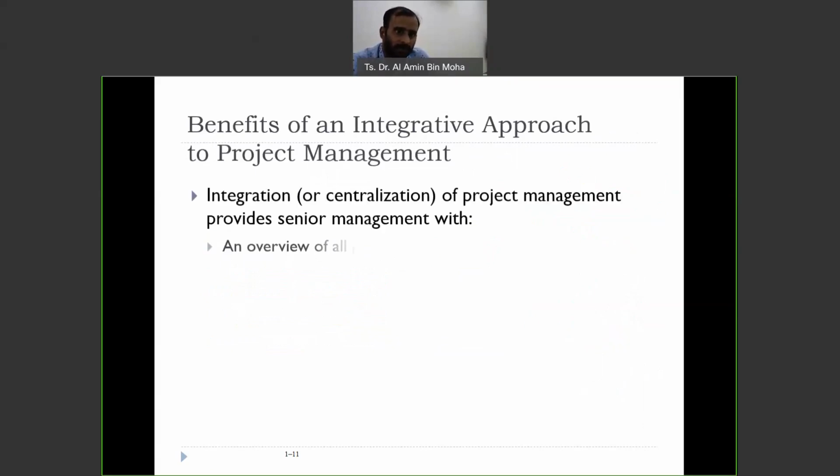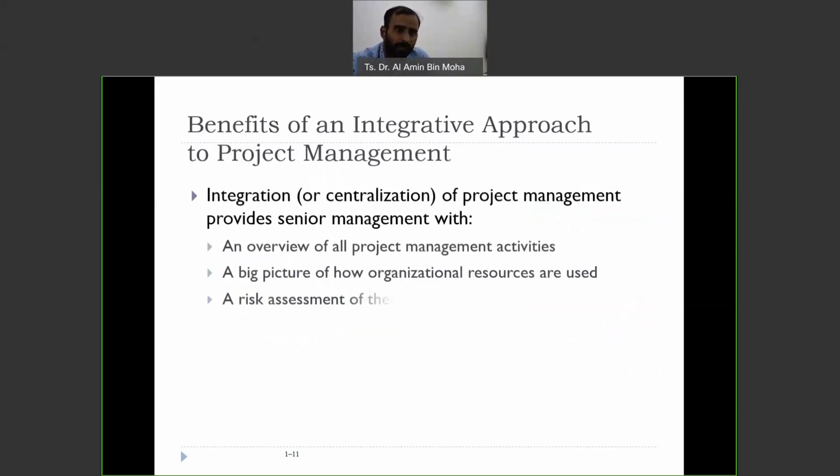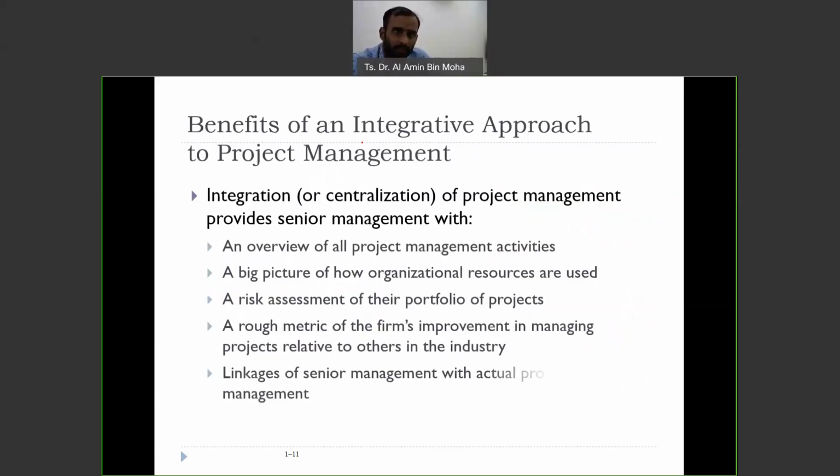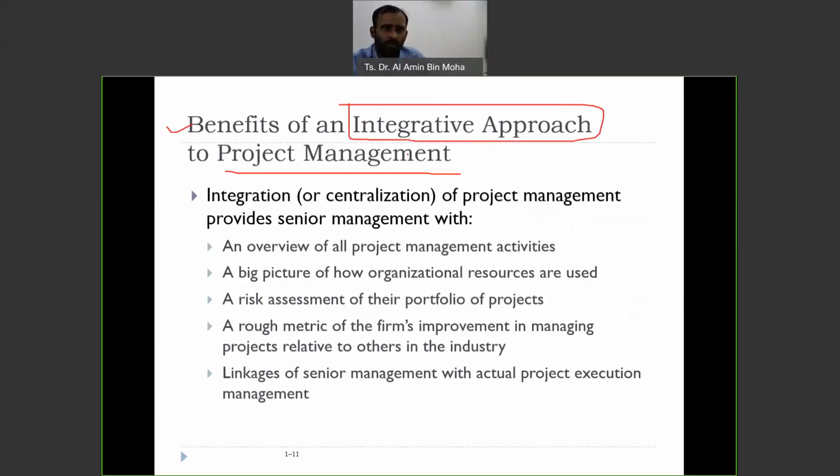So in these slides, we are explaining the benefits of an integrative approach to project management. So we are focusing on project management. And here they said, if you use an integrative approach, you have some benefits. So what is an integrative approach? They said integration. You integrate or centralize project management.